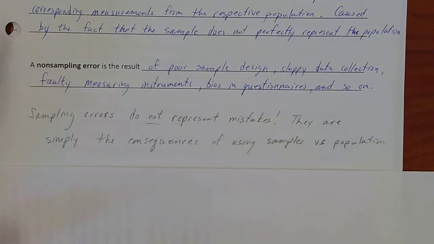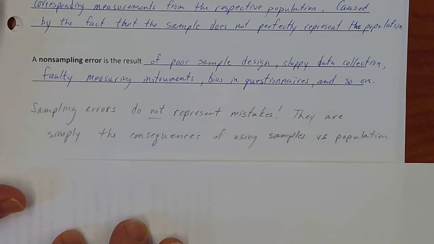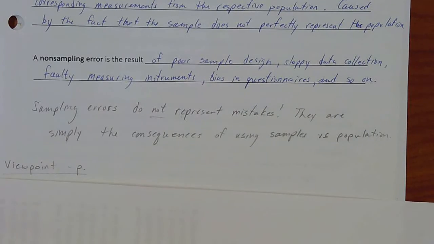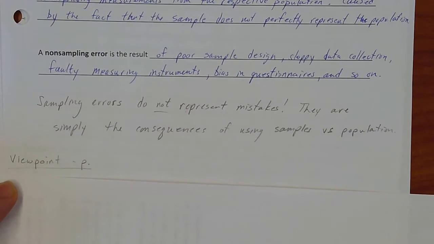Okay, so just to summarize, the last thing I put there was that sampling errors do not represent mistakes. It naturally happens. Okay? They are simply the consequences of using samples versus the entire population. Okay, we'll just wrap it up by looking at this viewpoint, and we'll be done with section 1.2. So just read that, and then we'll be done.